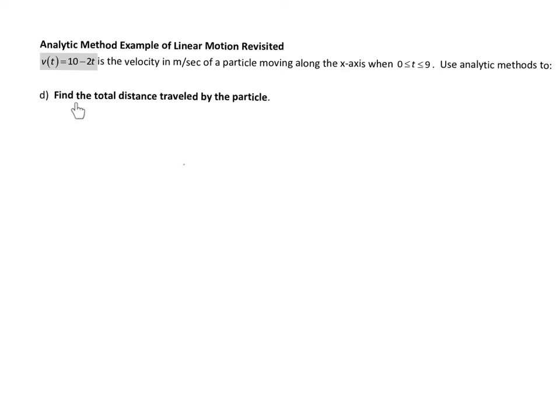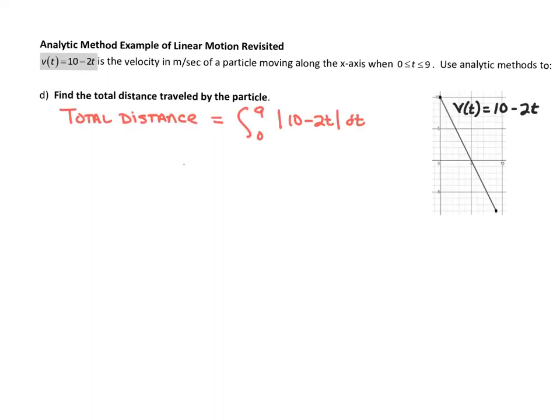In the last part of this problem, we are going to find the total distance traveled by the particle. So the total distance will equal the integral from 0 to 9 of the absolute value of 10 minus 2t dt, so that we don't end up with any negative area for the area between the curve and the x-axis down here. Absolute value will flip this part of the curve up over the x-axis, so everything we get will be positive, and we'll get the total distance traveled, the distance traveled to the right and the distance traveled to the left.